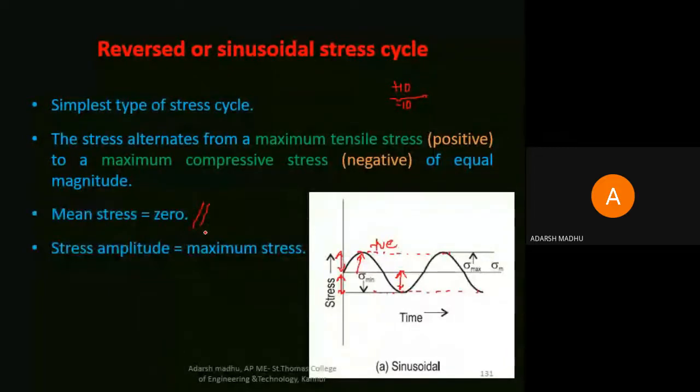Right? So this amplitude, the peak value of this curve, shows the maximum stress value, the maximum tensile stress value. If it is below the axis, we can see the maximum negative or maximum compressive stress value.